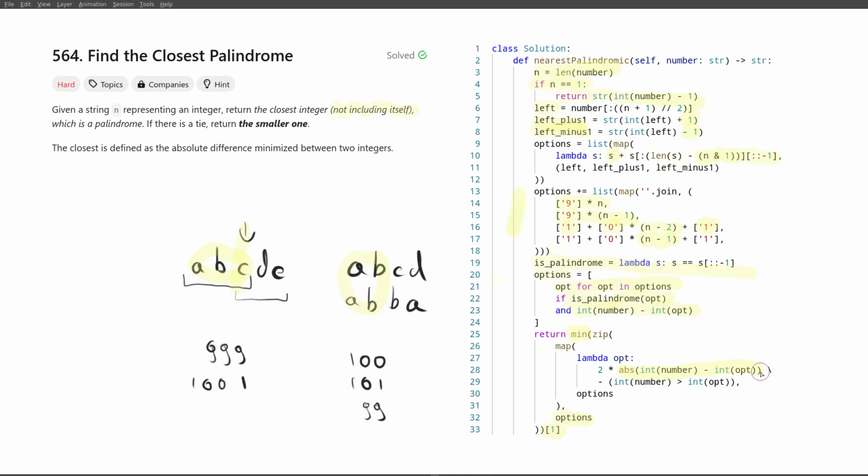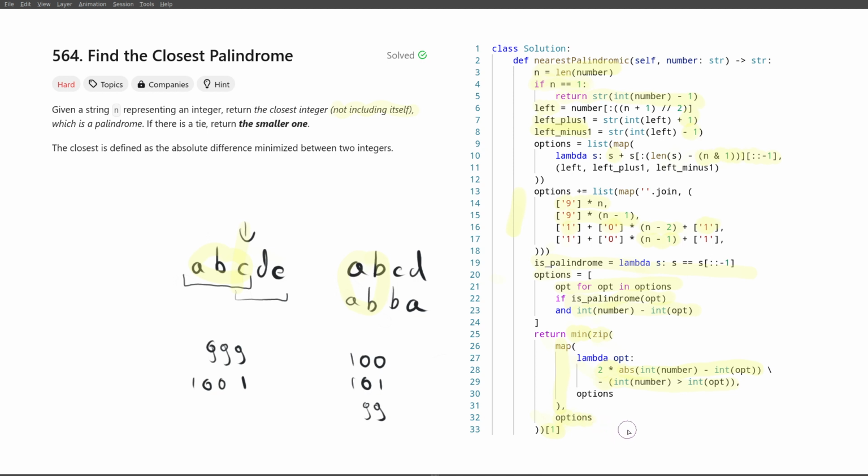And we want to favor smaller options, so we can just multiply this thing by 2 and subtract 1 if the number is greater than the option, which means that options that are smaller than the number will have slightly smaller score, and of course we want to minimize the score, so we favor smaller options. And at the end we just return the option that generated it, because the zip zips the scores of options, which is this map, with the options.